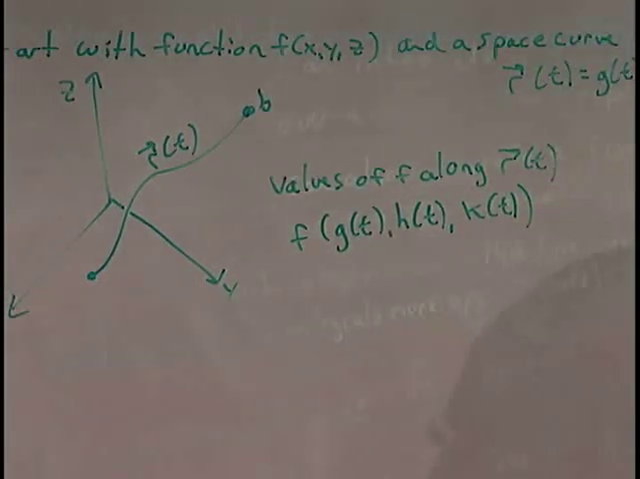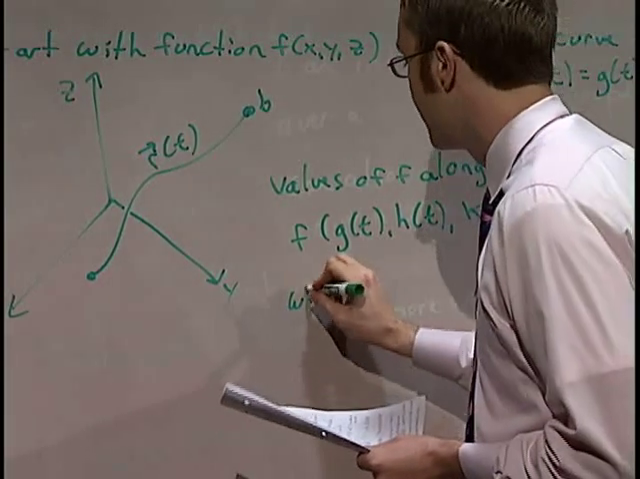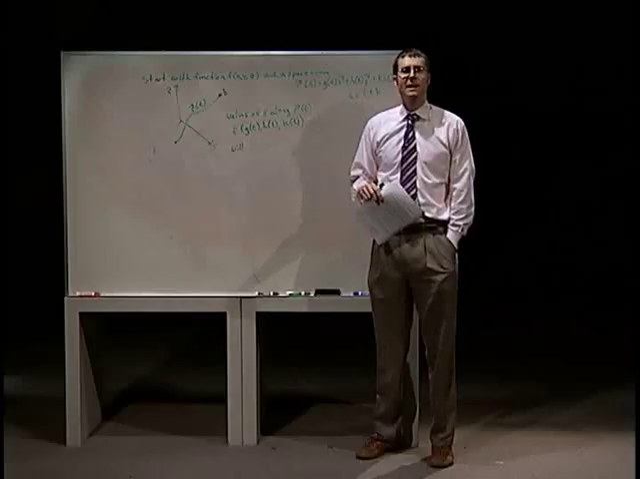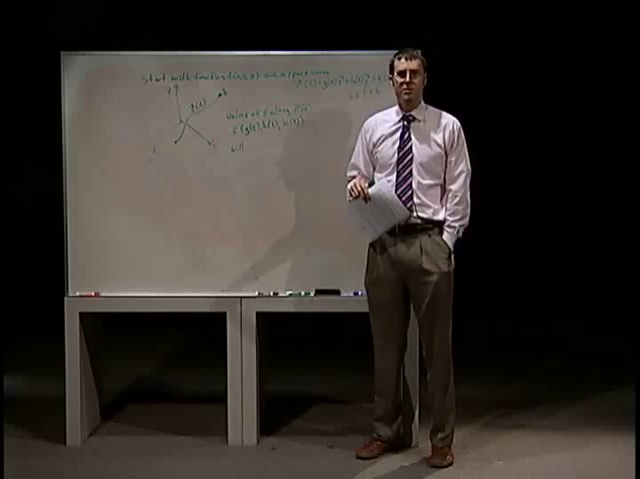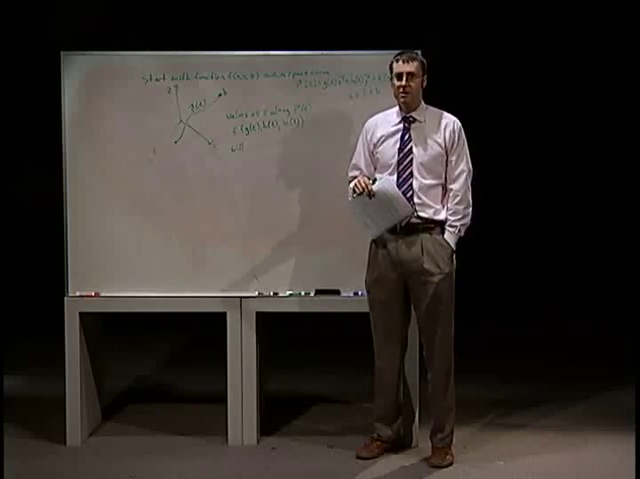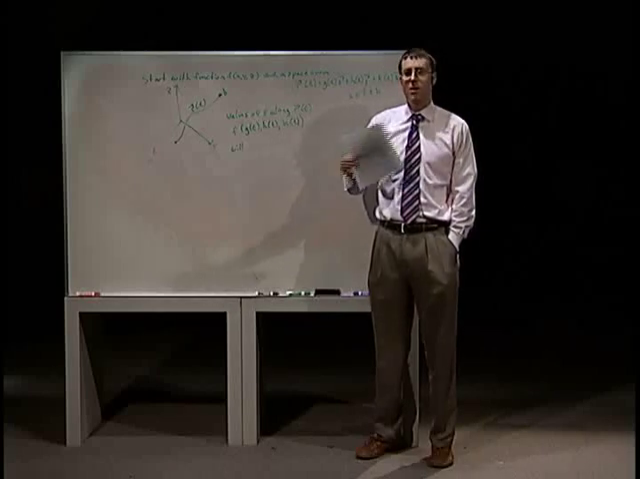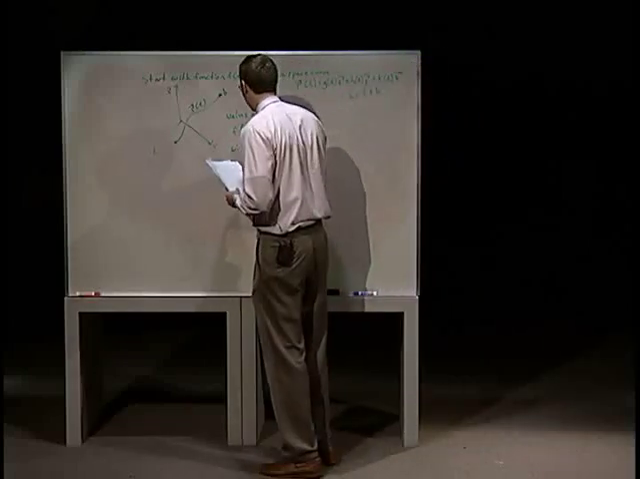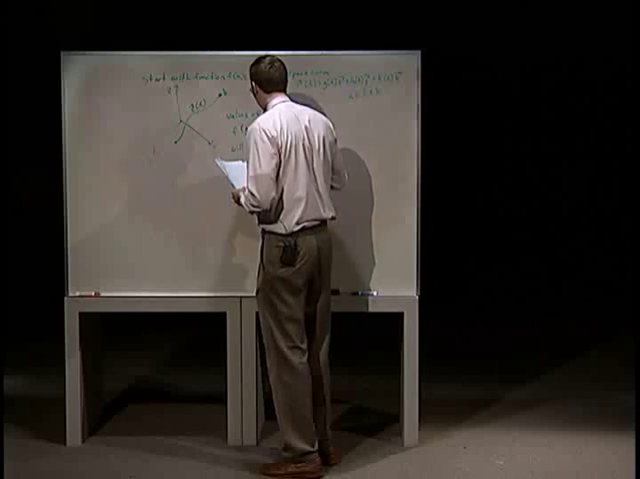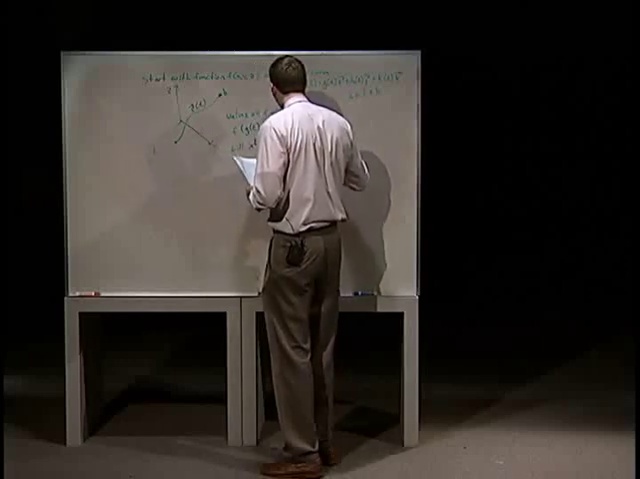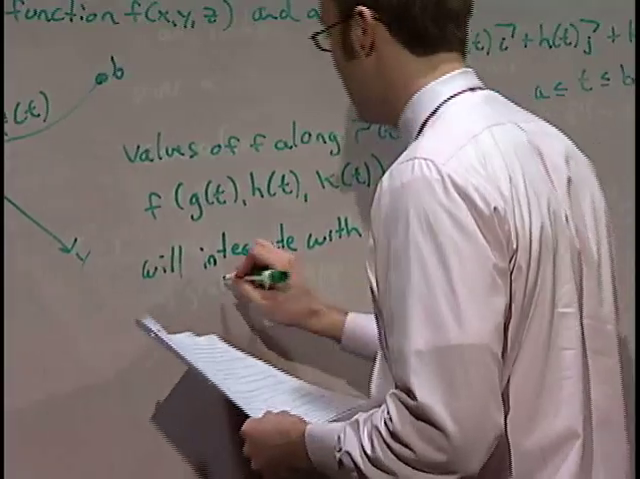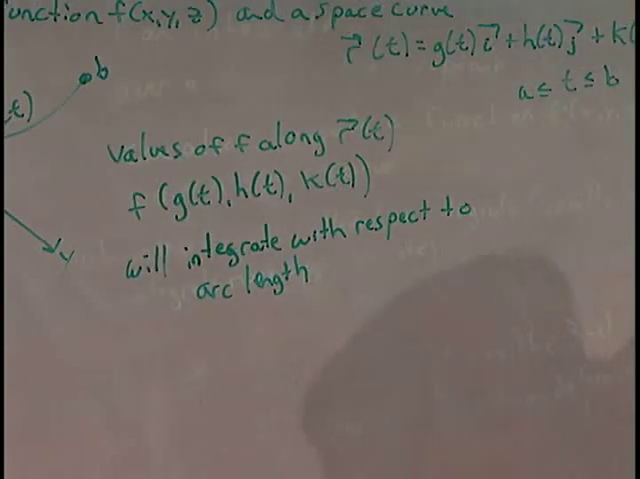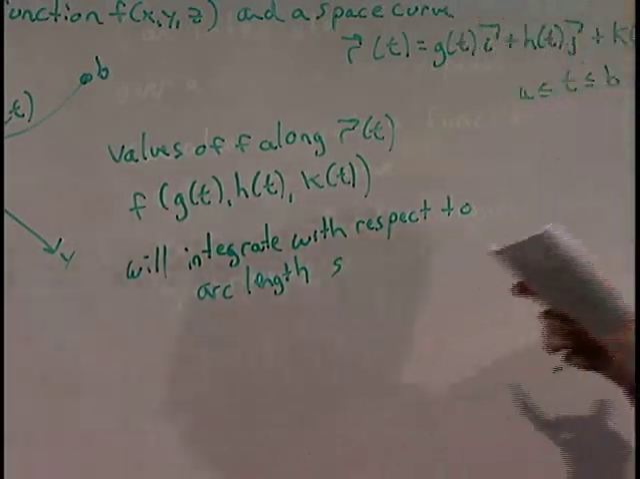And just like when we talked about arc length previously, we don't want different equivalent parameterizations of the same space curve to give us problems, so we're going to integrate with respect to arc length, because arc length remains constant regardless of the parameterization used. Okay, so we'll integrate with respect to arc length, s.